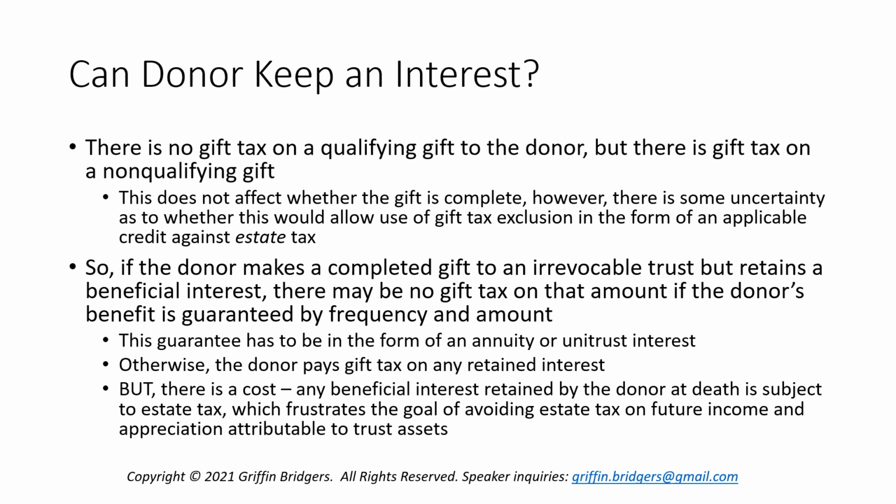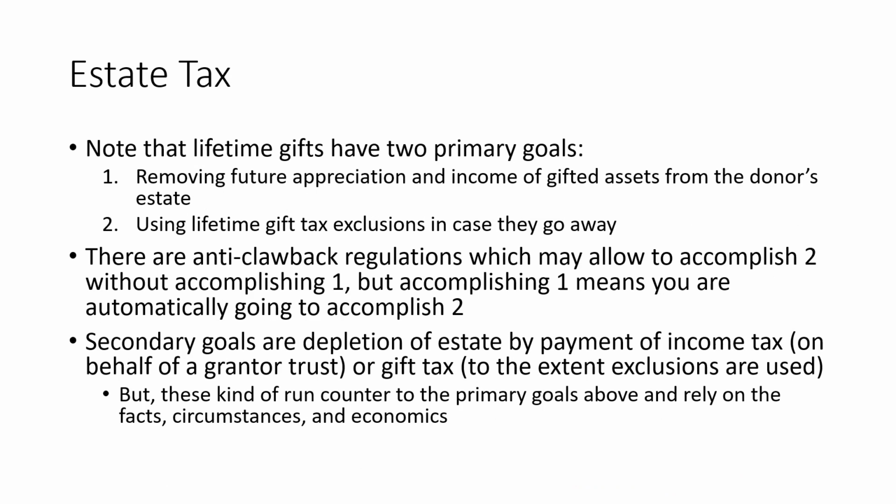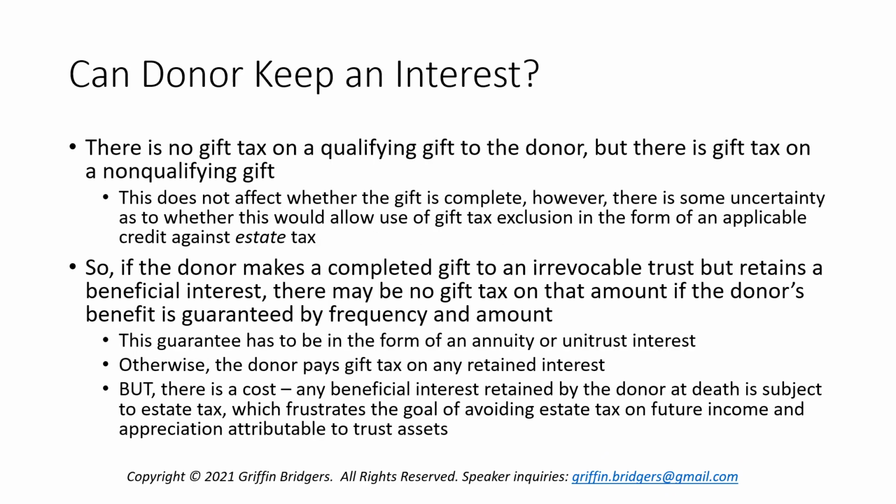And there's a cost here. Any beneficial interest retained by the donor, regardless of whether or not it's a qualifying transfer, will be subject to estate tax, which frustrates the goal of avoiding estate tax on the future income and appreciation attributable to the trust assets, which really comes back to the bifurcation of these two primary goals: that you can have two without one, and you're essentially going to be forced to use two at the expense of one if you create a trust where the donor retains an economic interest. So the big key takeaway there is that the cost of using gift tax exclusion is that usually you have to give up the economic benefit of the gift.